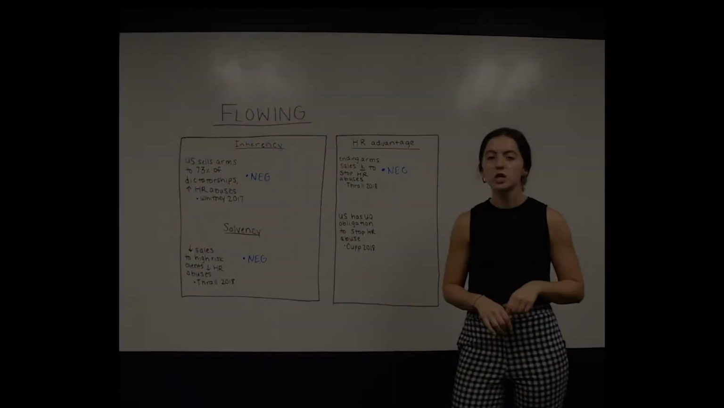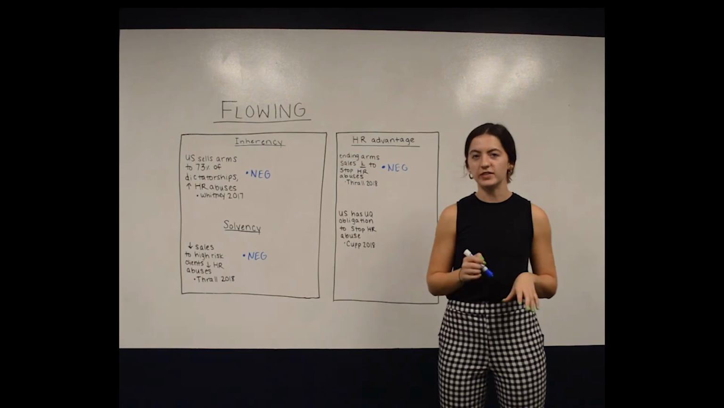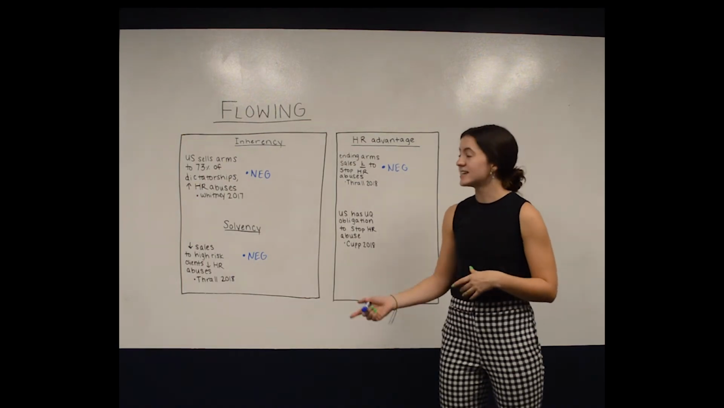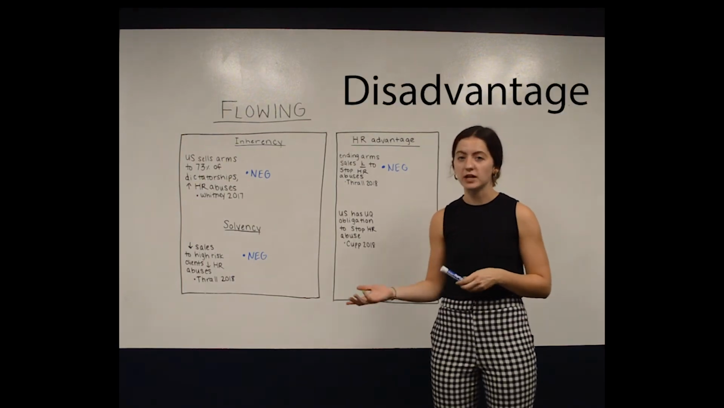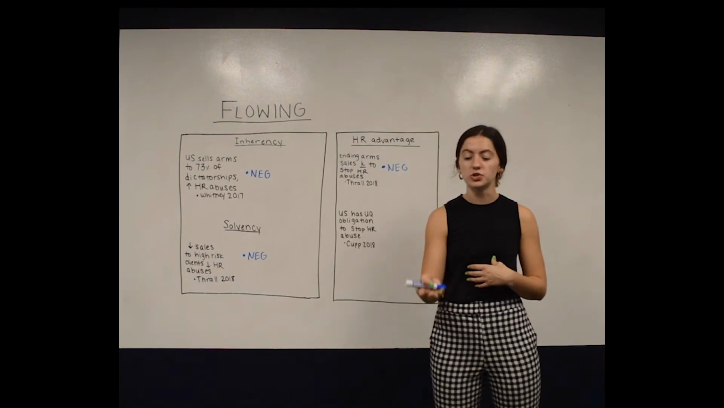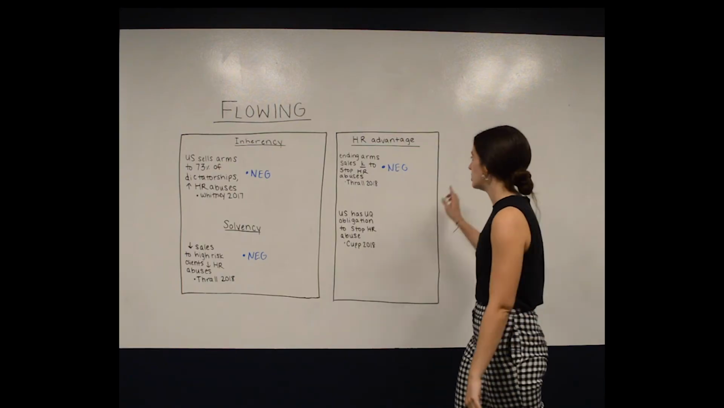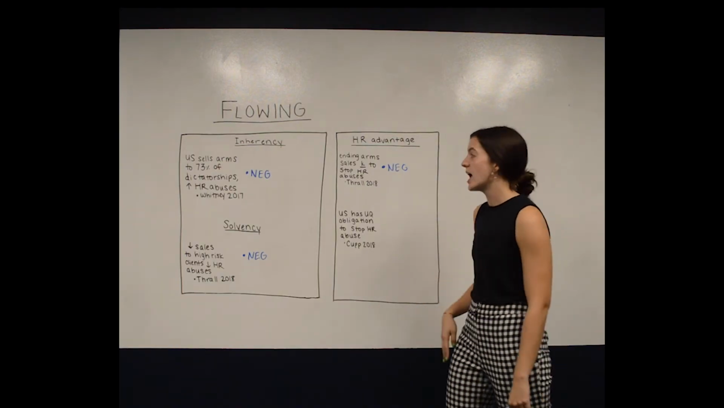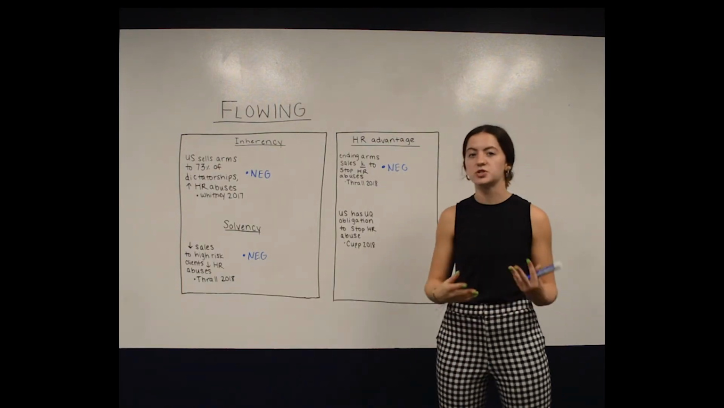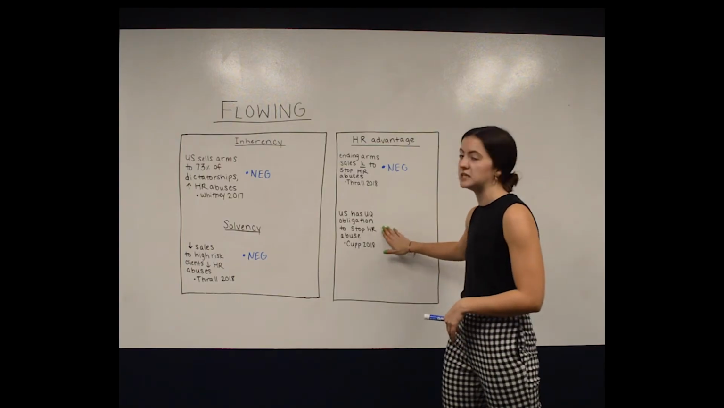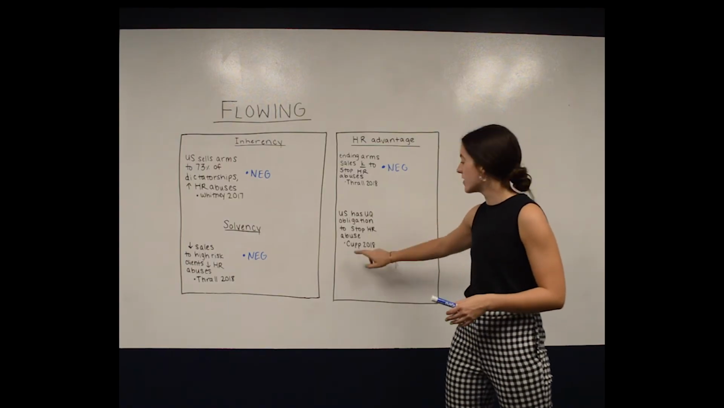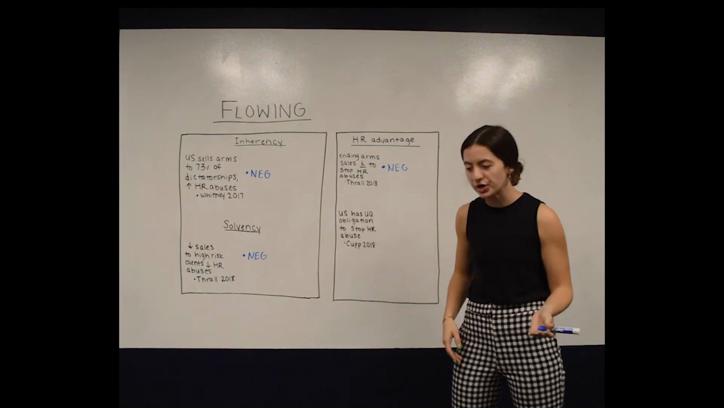So another important part when you're flowing the negative team's arguments is that a lot of times they're going to read a disadvantage. So the disadvantage in this case is usually the manufacturing disad. And again, since this is a new argument, you're going to want to use another piece of paper, and you're going to write manufacturing disad as your header, and you're going to do the same thing that we did here and write the taglines and the authors and the dates of all your cards.